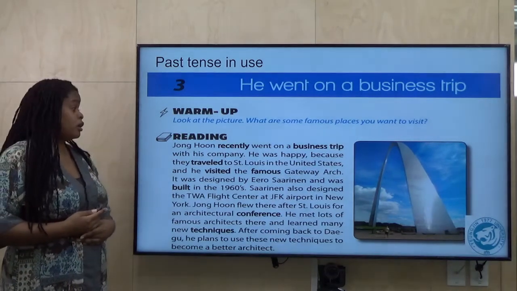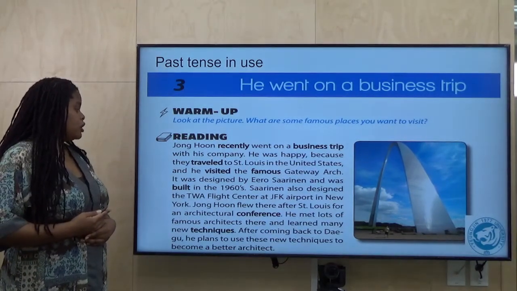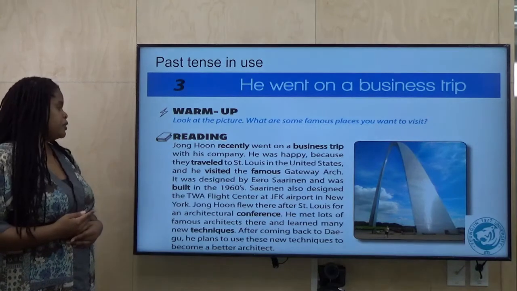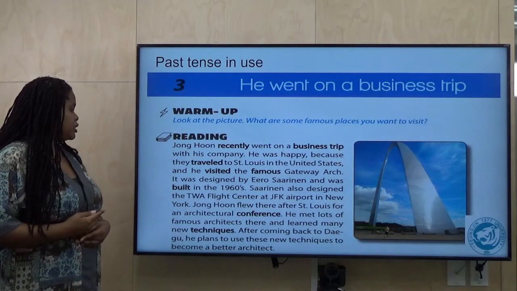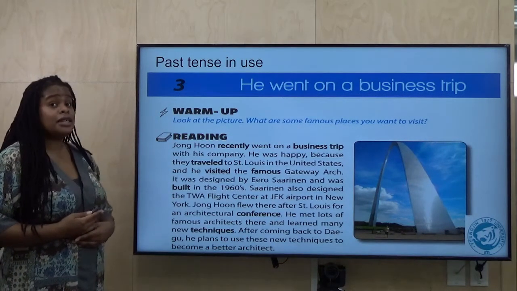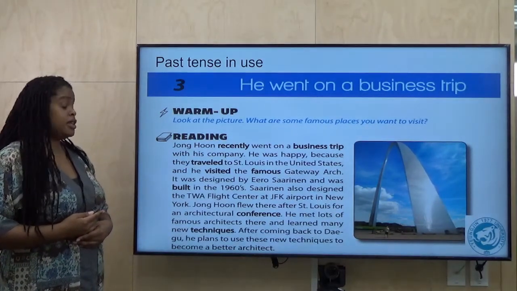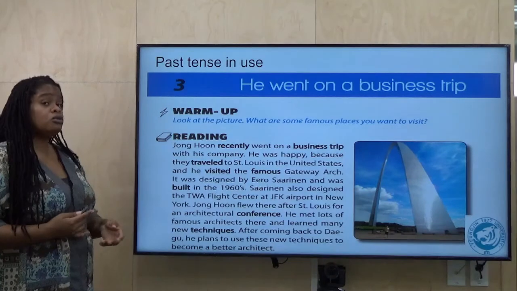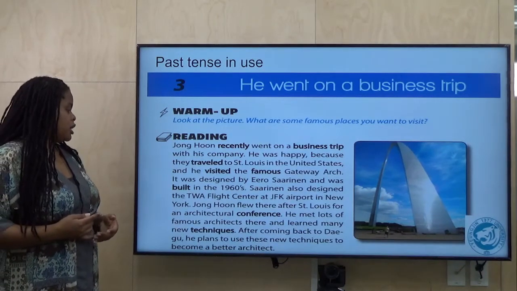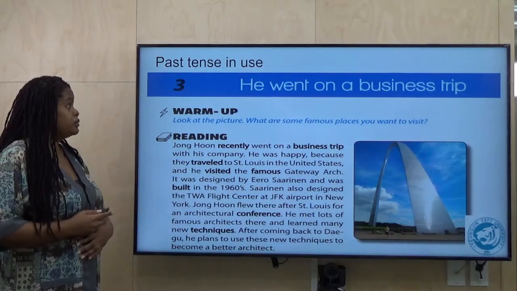Jong-hoon flew there after St. Louis for an architectural conference. He met lots of famous architects there and learned many new techniques. After coming back to Daegu, he plans to use these new techniques to become a better architect.